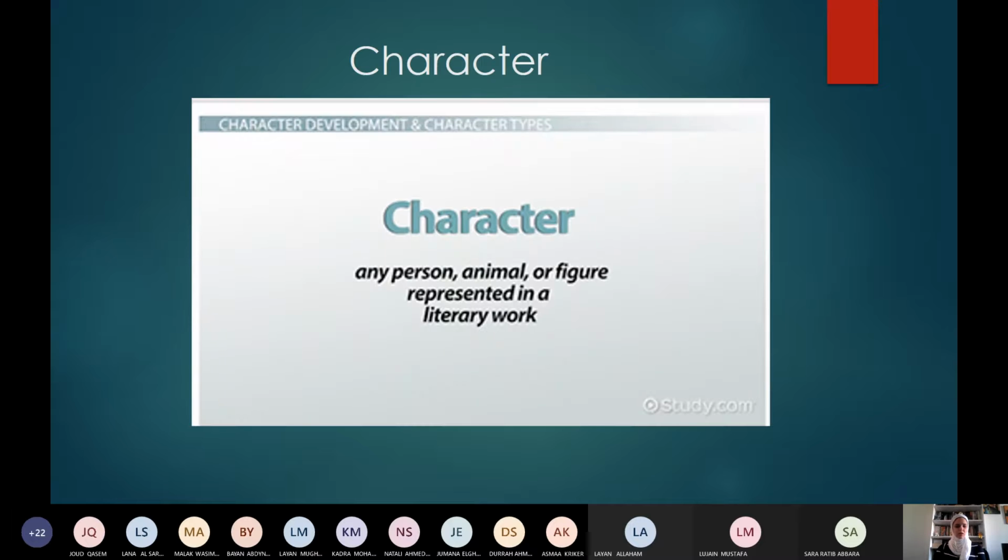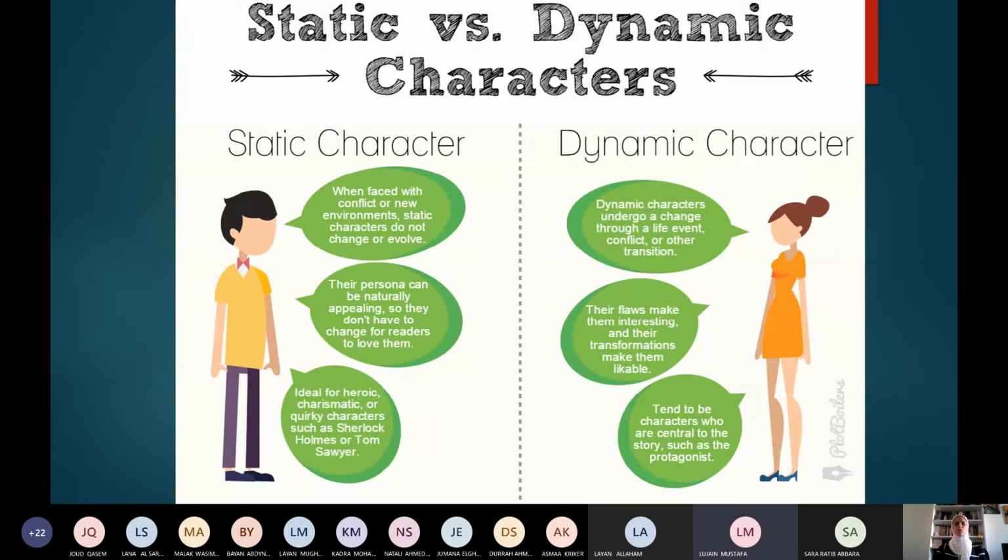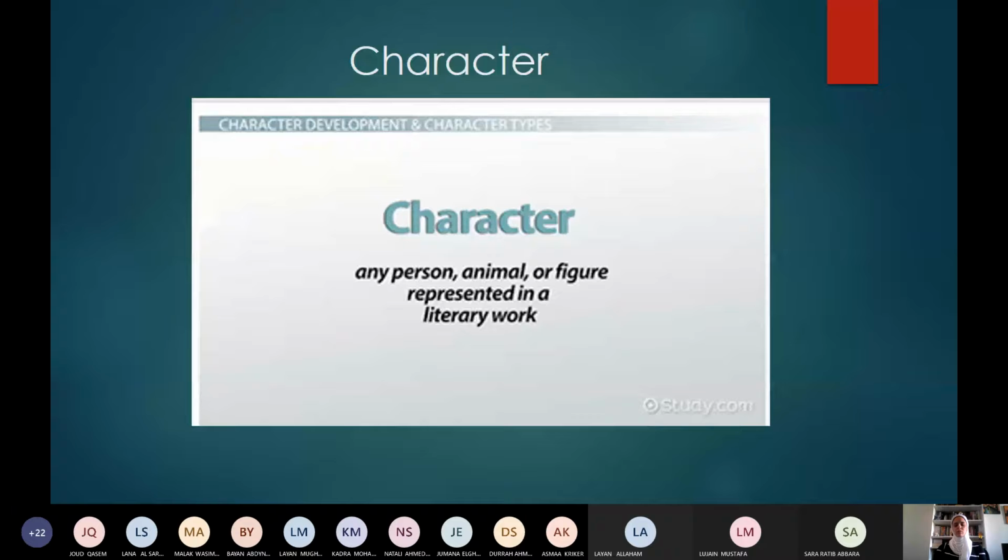Number one is character. Who is a character, girls? A person. Yes, the people in the story. It could be a person, it could be an animal, it could be something. So now character is okay. You know the character? Yes. Before we move on, the character in the story.